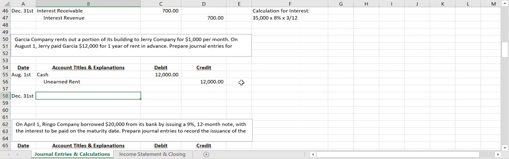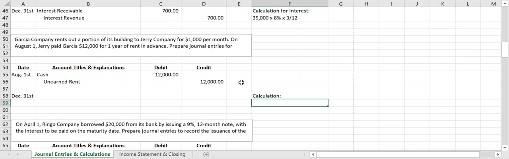So on December 31st, they moved in on August 1st. So I have started to earn some of that $12,000. So when we think about our calculation here, we got $12,000 for a year. So that means we get $1,000 per month. And then I have to record how many months I've earned. So again, all of August through all of December. So we have August, September, October, November, and December. So the 5 months that have been earned.